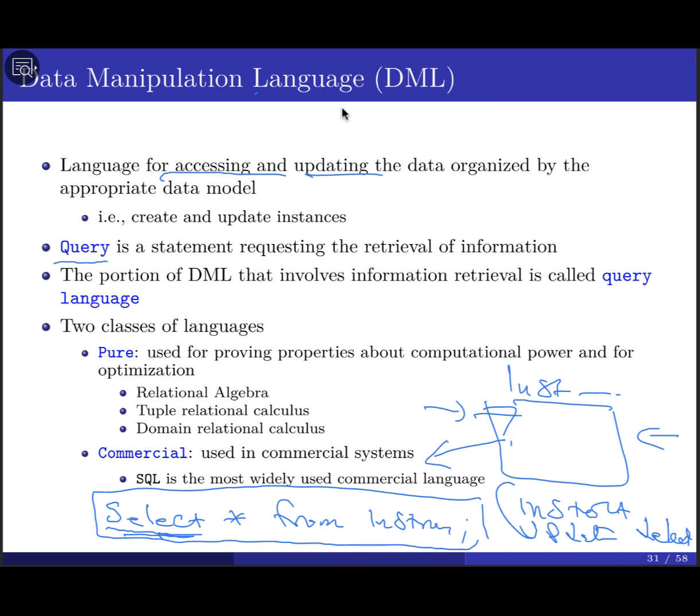For example, if you go over this in more detail, for the data manipulation language, the first one we call the pure, the second one is commercial. Pure means providing properties about the computational power and for optimization. Mainly, we're going to study one of them, the relational algebra. If I understand this, it's easy for me to understand the SQL language. Plus, usually we use the relational algebra when we try to optimize a query.